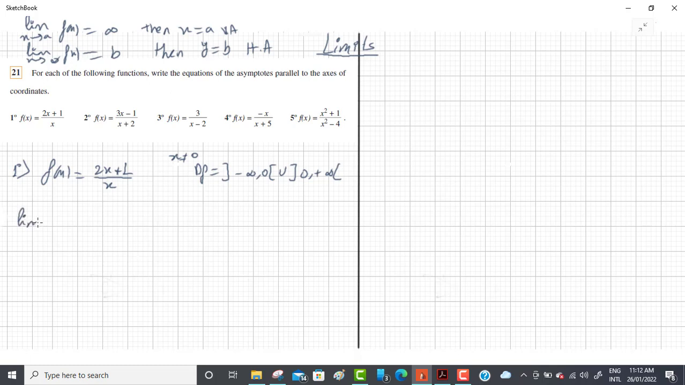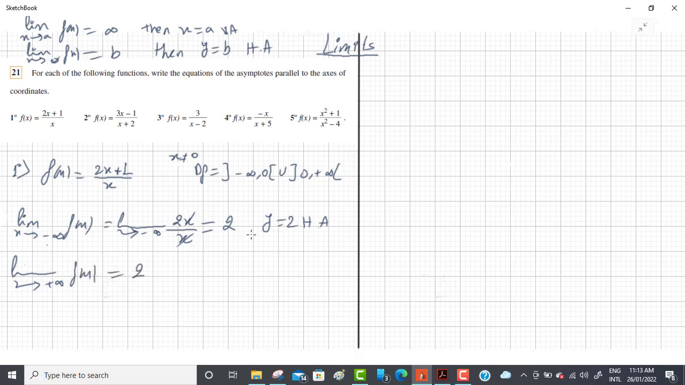Calculating the limit as x tends to minus infinity of the function f of x: when you calculate the limit at infinity of a fraction with polynomials in the numerator and the denominator, you take the term with the highest degree in the numerator and the term with the highest degree in the denominator. You simplify by x and the answer is 2. The limit at infinity equals 2, so y equals 2 is a horizontal asymptote. In the same way, if you calculate the limit as x tends to plus infinity of f of x, you will also obtain 2 using the same method, so y equals 2 is a horizontal asymptote.